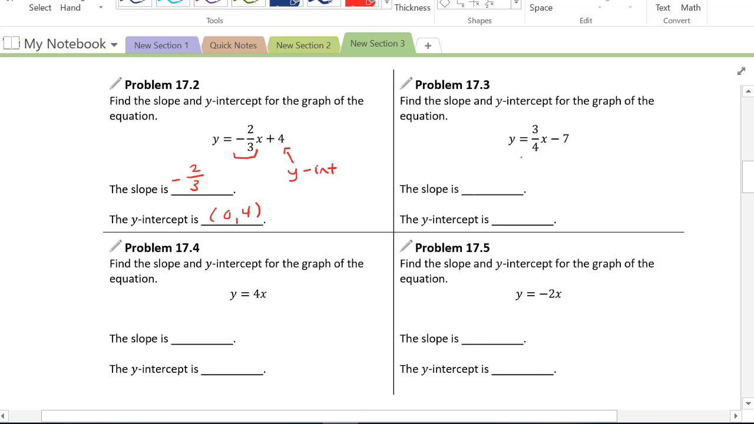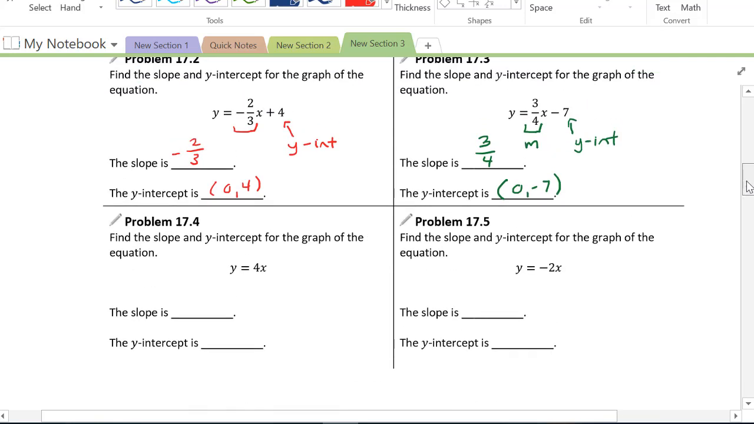So again, let's look at the next one. Here the slope is the number right in front of the x. So the slope is 3 over 4. And notice the slope does not have the x included. The slope is just a number or a fraction. There's no x in the slope. And then this guy is the y-intercept, which is negative 7. But remember, it's always a coordinate. So the x value is always 0, so it would be 0 and then negative 7. Keep in mind that's always the y value, the y-intercept at negative 7.